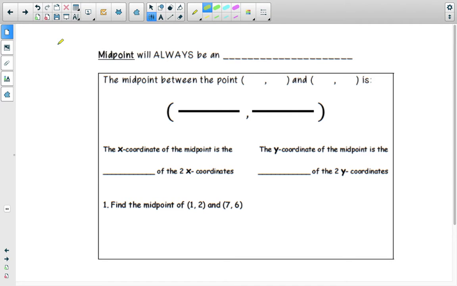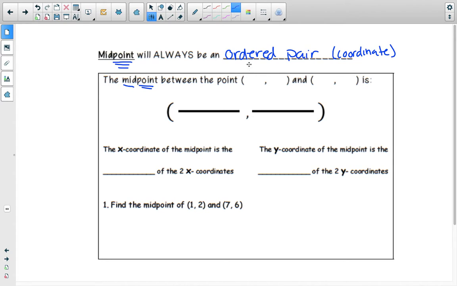This video is on midpoint formula. Midpoint will always be an ordered pair, a coordinate, because it's called a midpoint. So it's going to be a coordinate.